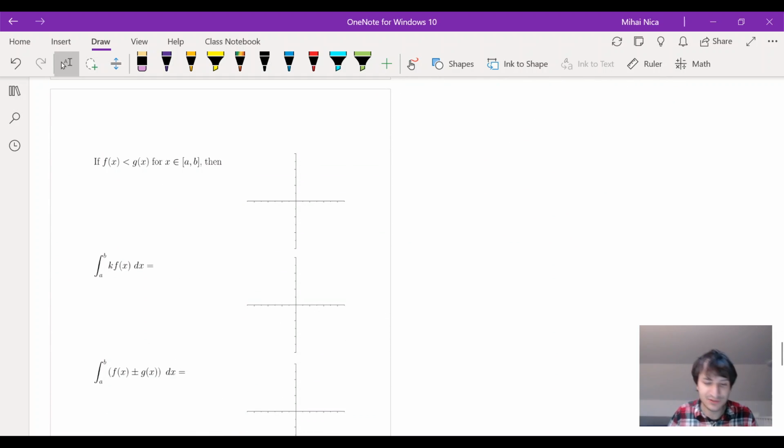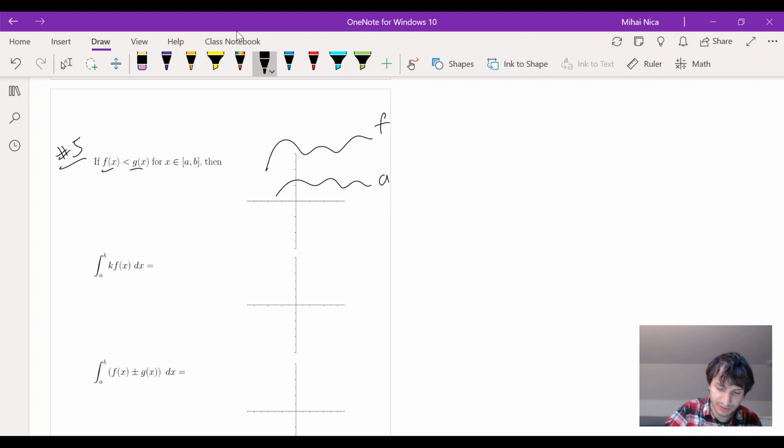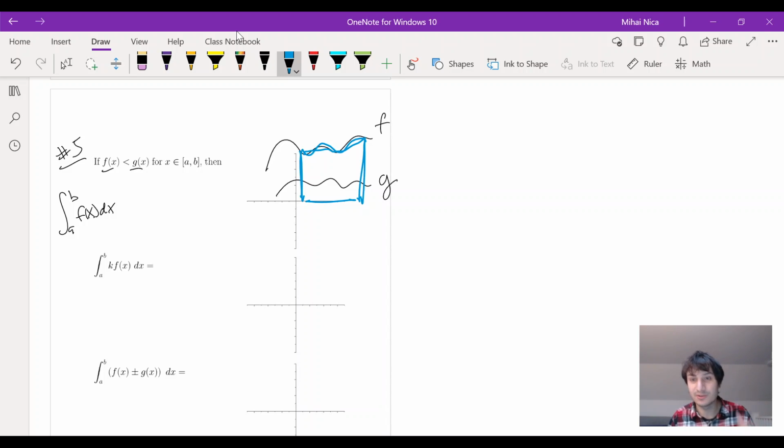Property number 5 is an inequality one. So if f is less than g, what does that look like? That means the g function is always above the f function. If f is less than g, what is true about their integrals? And so the integral from a to b of f of x dx, that is some area like this big blue area, everything under the curve over here. That's the integral of f. The integral of g is this little yellow area.